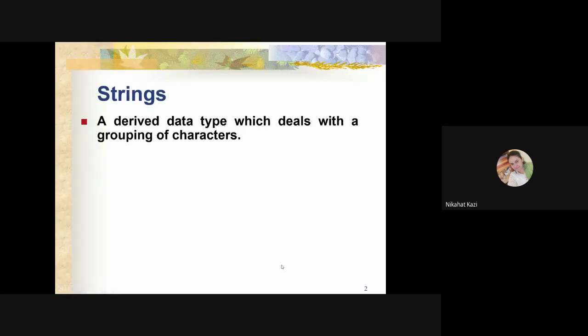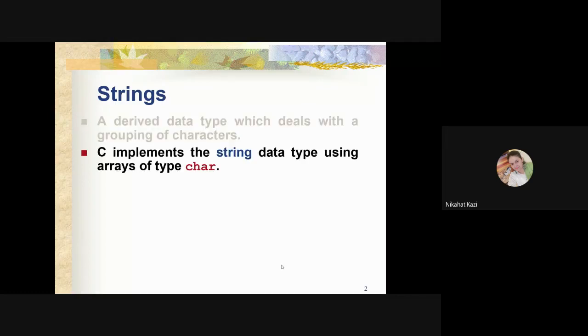So what are strings actually? Strings are a derived data type which deals with a grouping of characters. So when I talk about a one-dimensional array in C of the data type char, then I need to add a special character to it, which is known as a null character, which makes it a string.